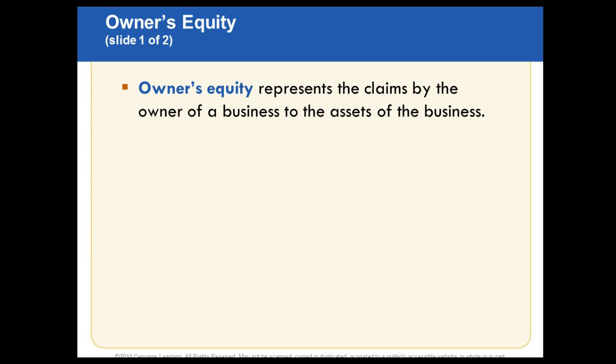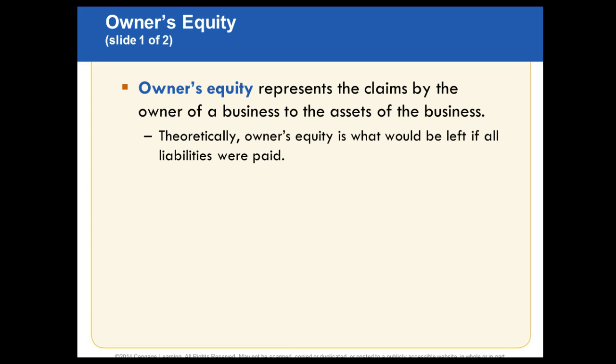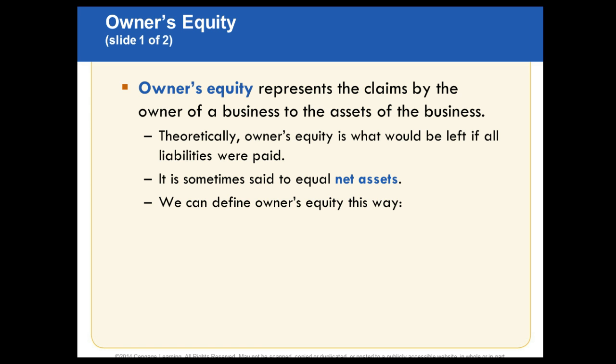So owner's equity represents the claims by the owner of a business to the assets of the business, which basically means the assets minus whatever they owe to creditors, the rest is left for them. It's what's allowed to the owners after everything else has been settled. Theoretically, owner's equity is what would be left if all liabilities get paid. Sometimes we call it net assets. Oftentimes in governmental accounting, we call it nonprofit net assets.